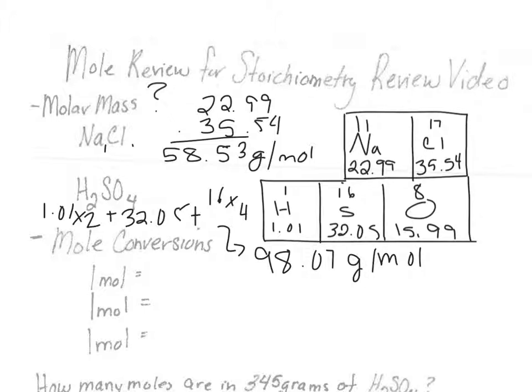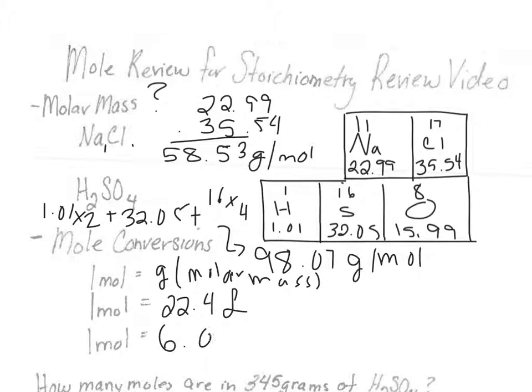Remember, when we're doing mole conversions, that 1 mole equals the grams, that's molar mass, and that 1 mole also equals 22.4 liters of a gas, and then 1 mole also equals 6.02 times 10 to the 23rd atoms. And there's a couple units for that. Remember, we also had molecules, formula units, particles, so there's a couple different units for that one.